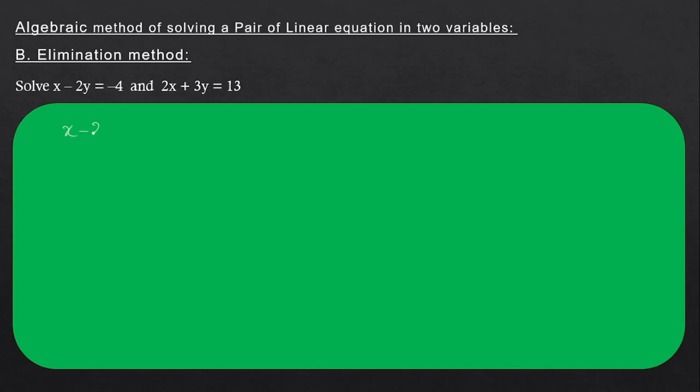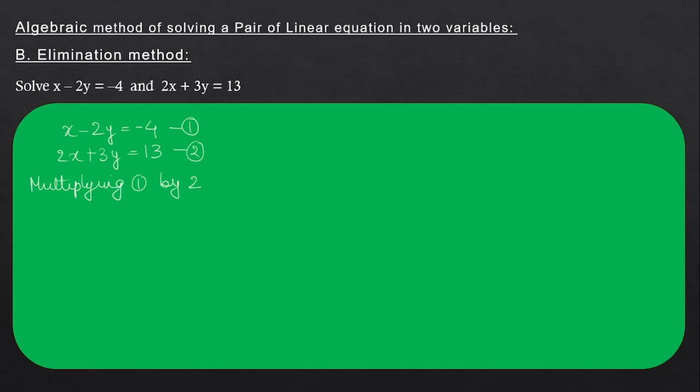In this case, we have two equations: x minus 2y is minus 4 and 2x plus 3y is 13. Now if you see, if somehow we make the coefficients of x or y the same. Let us see by making the coefficient of x the same first. Now how can we make the coefficient of x the same? Here the coefficient of x is 1, here it is 2. So we start by multiplying the first equation by 2.